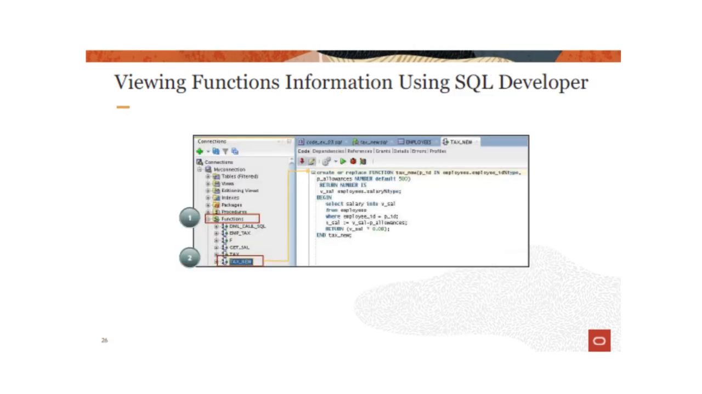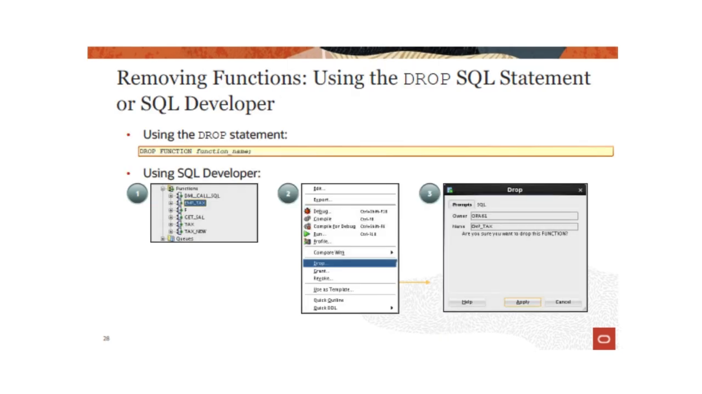To view a function's code in SQL Developer, perform the following steps. 1. Click the Functions node in the Connections tab. 2. Click the function's name. 3. The function's code is displayed in the Code tab as shown in the slide. Using the drop statement. When a stored function is no longer required, you can use a SQL statement in SQL*Plus to drop it. To remove a stored function by using SQL*Plus, execute the drop function SQL command.